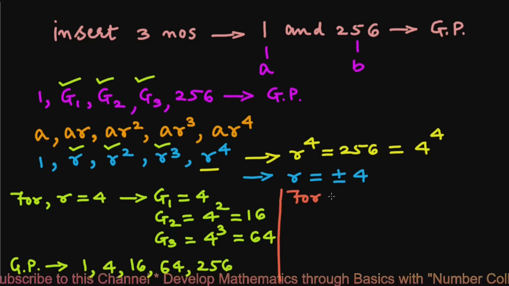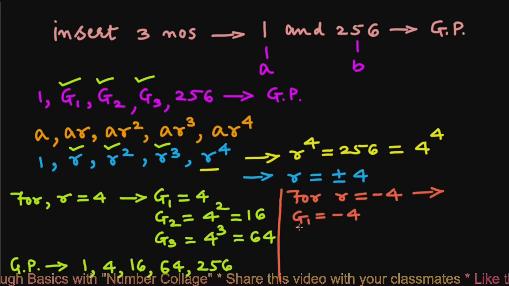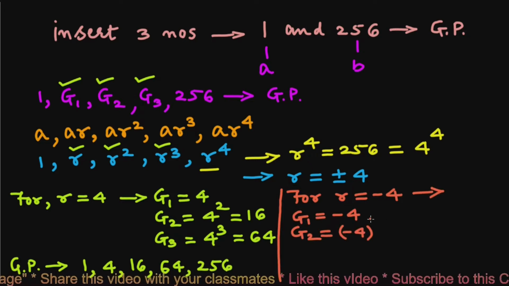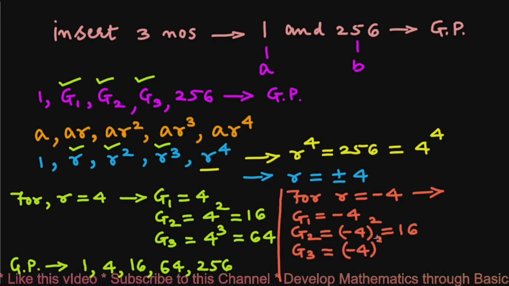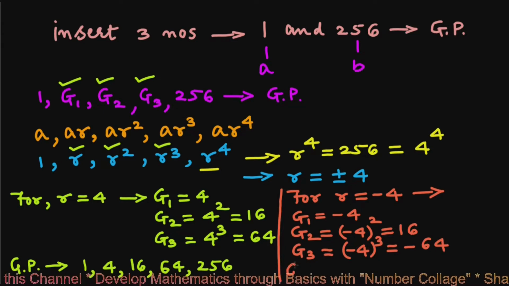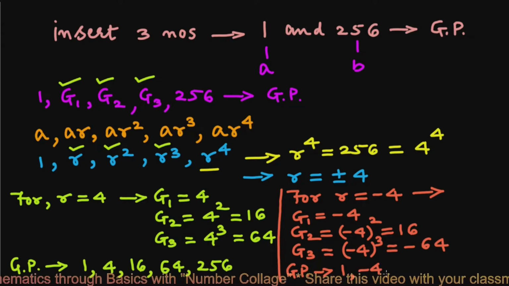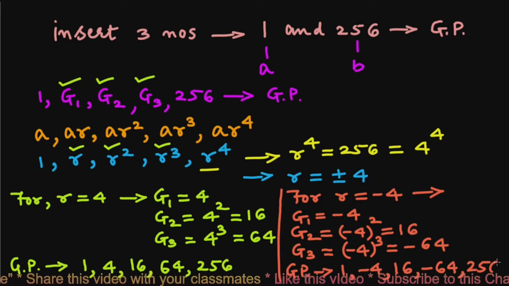And for r equals minus 4, g1 will be minus 4, g2 will be minus 4 square, that is 16, g3 will be minus 4 cube, that is minus 64. So the GP will be 1, minus 4, 16, minus 64 and finally 256.